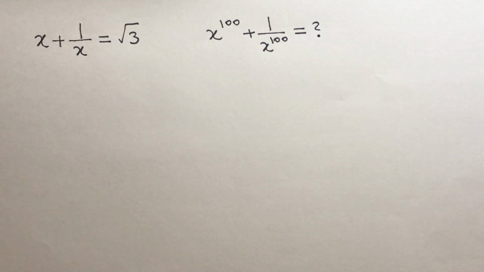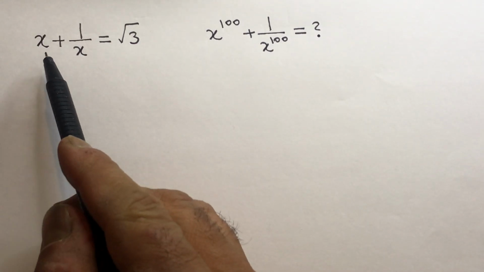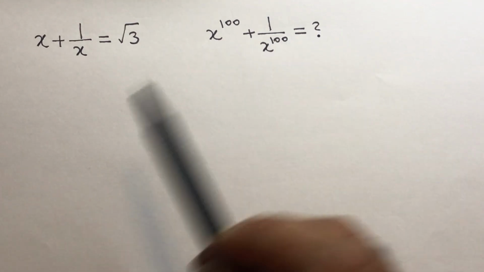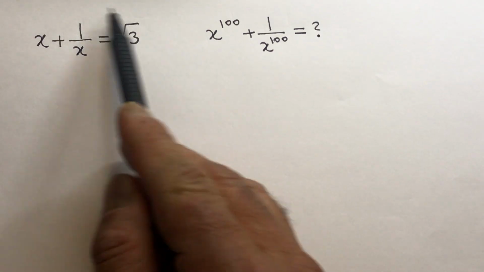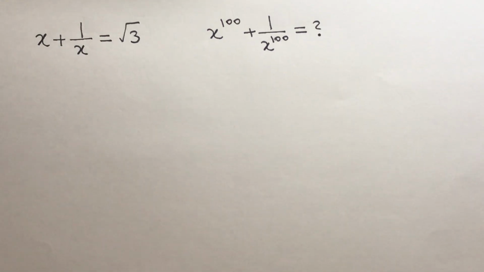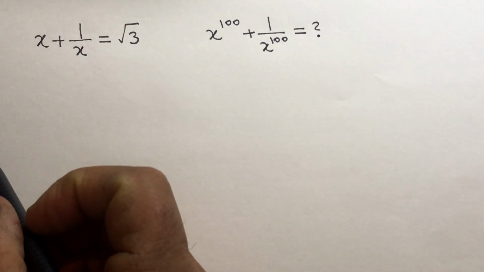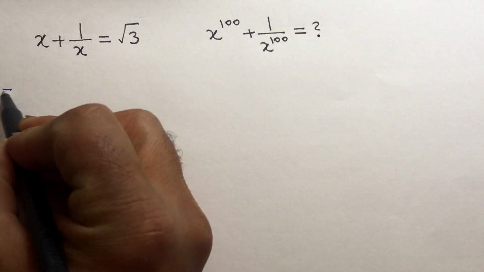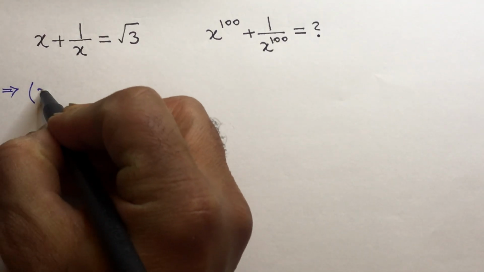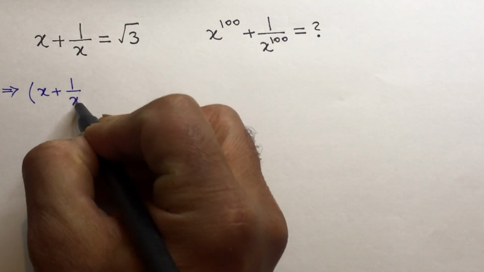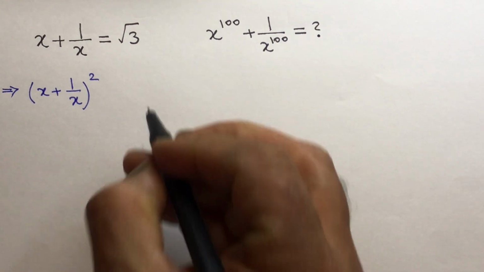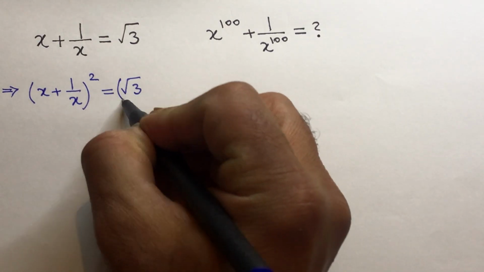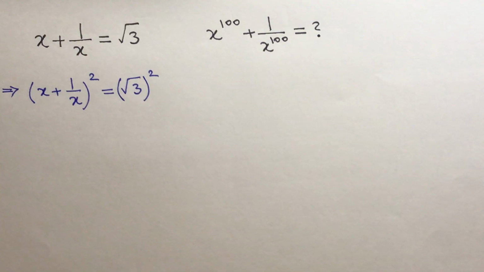Hello everyone. Here I want to find the expression of x to the power of 100 plus 1 over x to the power of 100, by considering this expression. To do that, at the first step, I can square both of these expressions: (x plus 1 over x) squared equals the square root of 3, to the power of 2.